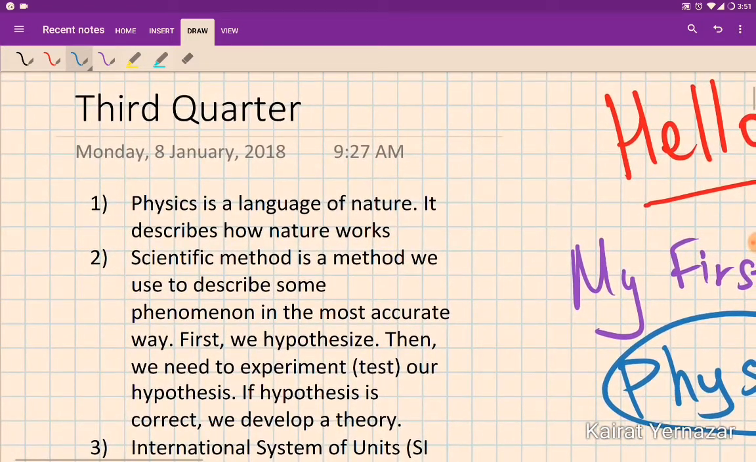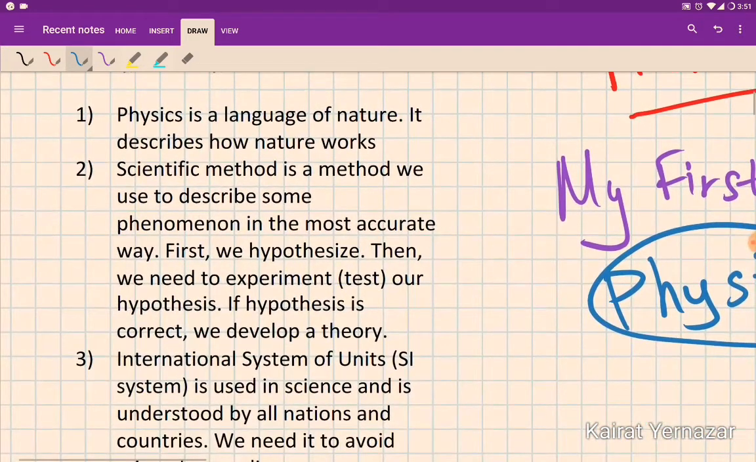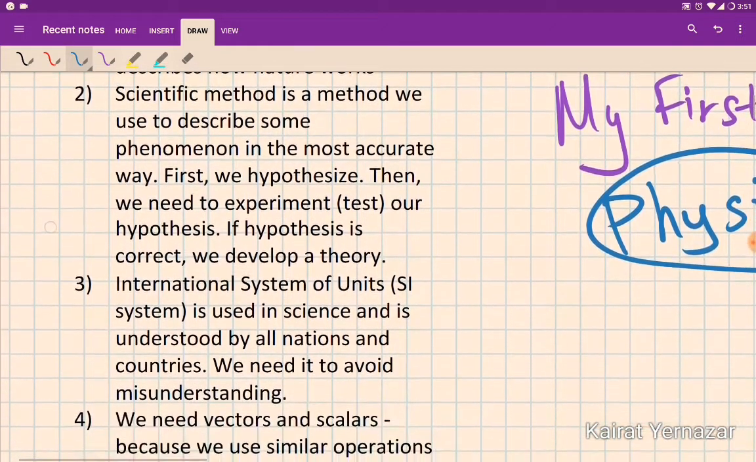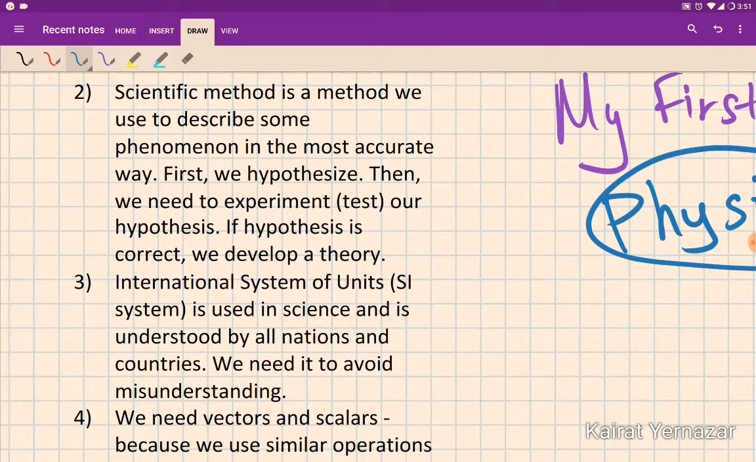During the second quarter, we've learned that physics is the language of nature. It describes how nature works. The scientific method is a method we use to describe some phenomenon in the most accurate way. First, we develop a hypothesis, which is our guess. Then we need to experiment with our hypothesis, and if the hypothesis is correct, we develop a theory.